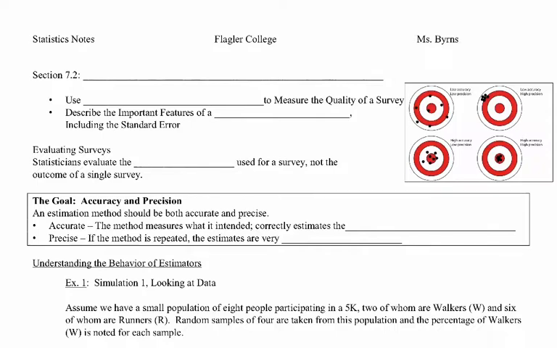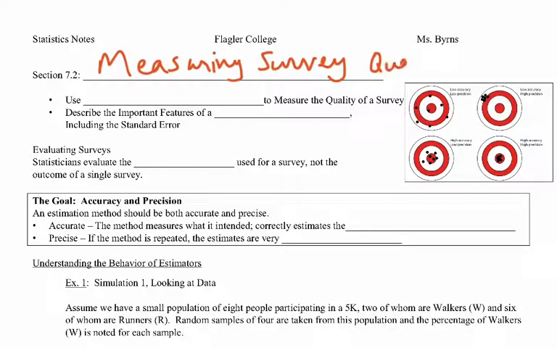So let's take a look at section 7.2, and in this section we're still talking about surveys and how we measure the quality of a survey. So that's the name of the topic for the section: measuring survey quality. When we take surveys, we conduct polling data, how good is that poll? There's some different things we want to look for.